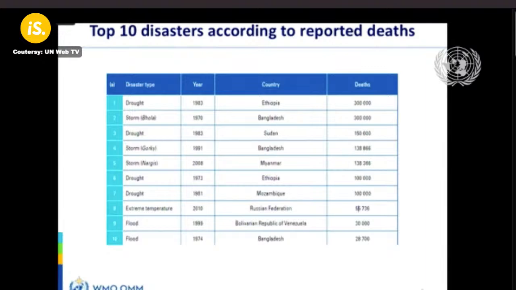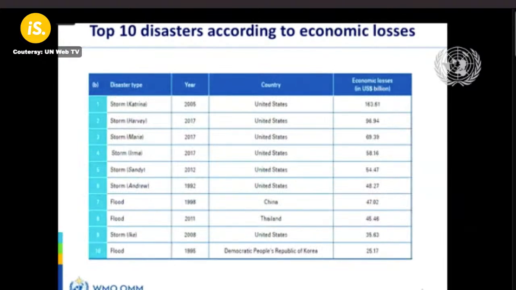But this has been very much hitting the less developed countries. And if you look at the economic losses, the picture is very, very different. So far, the most expensive event has been Hurricane Katrina, which destroyed large parts of New Orleans.